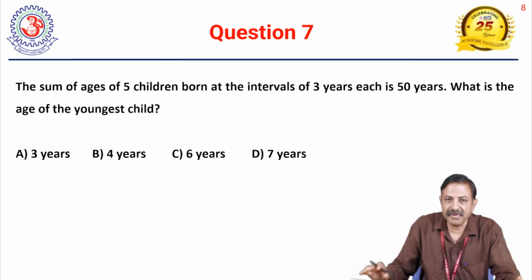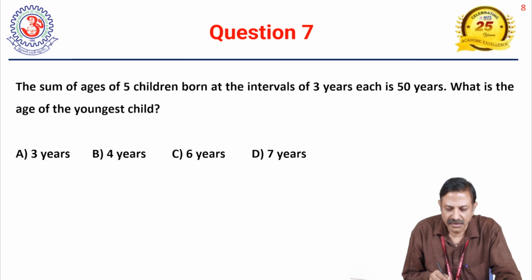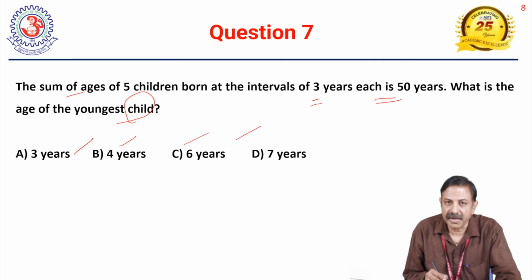This question also we can answer without any calculations. Let me read the question. Sum of the ages of 5 children. There are 5 children born at intervals of 3 years. The sum of the ages of these 5 children is 50 years. That means there are 5 children with a gap of 3 years. What is the age of the youngest child? So what are these options for the youngest child?